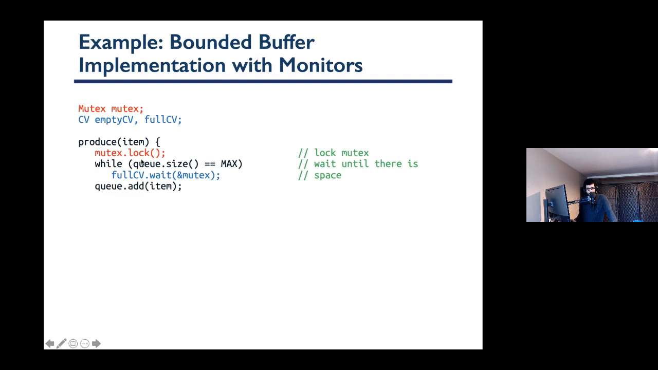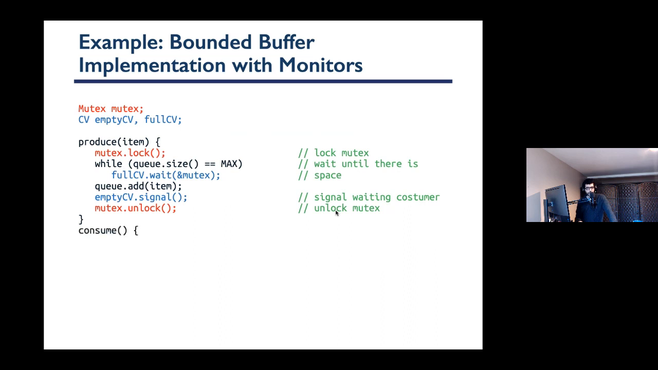Now let's say at some point I get out of this while. Let's say that there is an empty space. Then I just put my item into this queue. I add it. Once I add, I signal consumers. So consumers are going to be waiting on this condition variable, the empty CV. So I signal them. I say, I have actually put an item. So if the queue was empty and somebody was waiting for it, wake up and go and consume that item. And then I unlock the mutex and I'm done with produce.